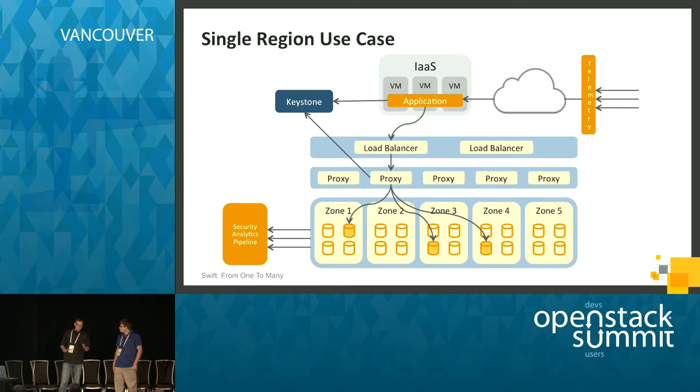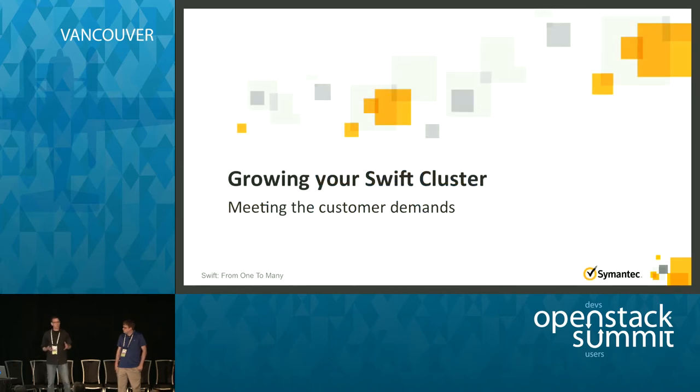That data will get stored down into our object storage system, again, a single region use case, three replica policy. That data then gets pushed off through a security analytics pipeline where it's analyzed. The results of that data is then put back into the object storage system for retrieval. So with regards to Swift, it's leveraged as the central data collection point for both data storage and data delivery. So as you can see, really critical part of our infrastructure.